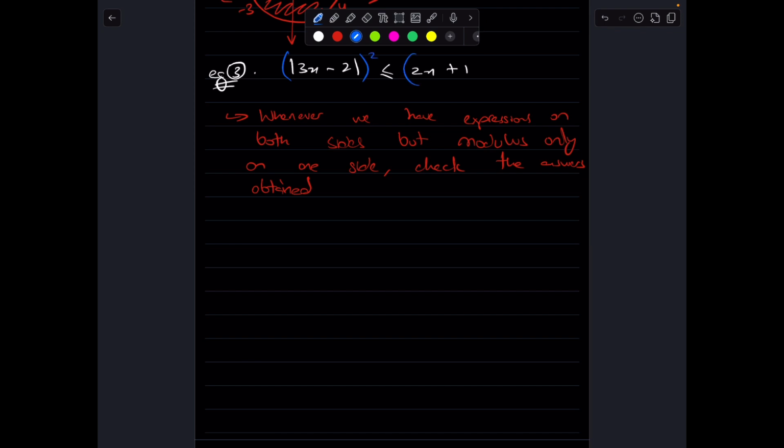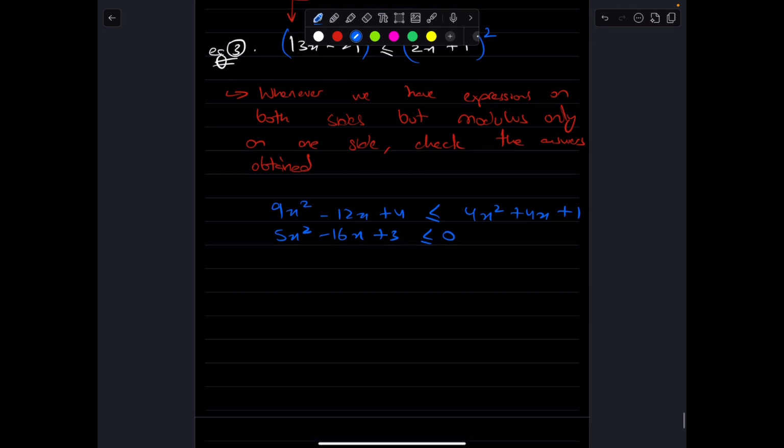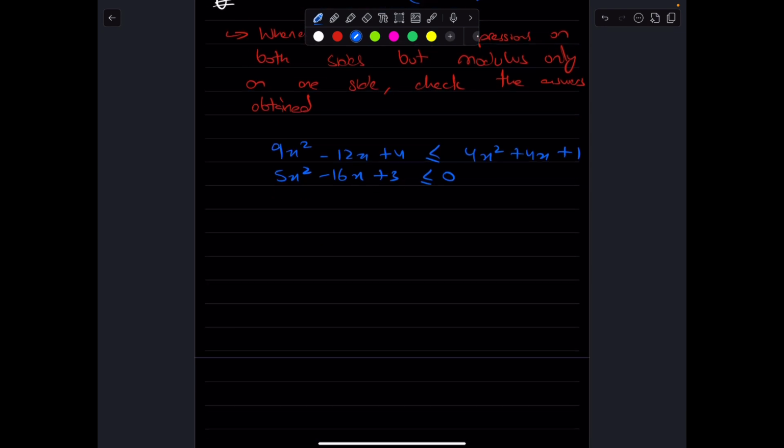So we'll start off by squaring both sides. And whenever we square both sides, we remove the modulus, not cancel the modulus. So the square still remains and we apply the identity to expand, and we have 9x squared minus 12x plus 4 is less than or equal to 4x squared plus 4x plus 1. We take everything to one side and we get 5x squared minus 16x plus 3 is less than or equal to 0. We break the middle term so we can find the roots, and we have minus 15x and minus x.